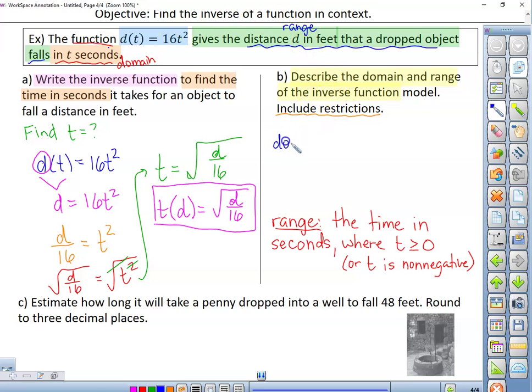So the domain is the distance in feet. Always include units. Feet for distance, seconds for time. The distance in feet a dropped object falls.